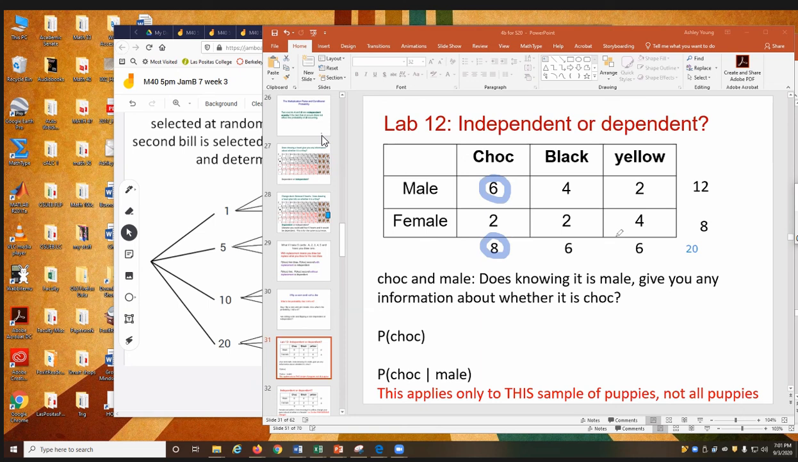Now, make those into fractions. Is 6 over, well, you could do it either way. I can do a fraction this way or the other way. Is 6 over 8 equal to 12 over 20? And that answer would be no. So they are dependent.